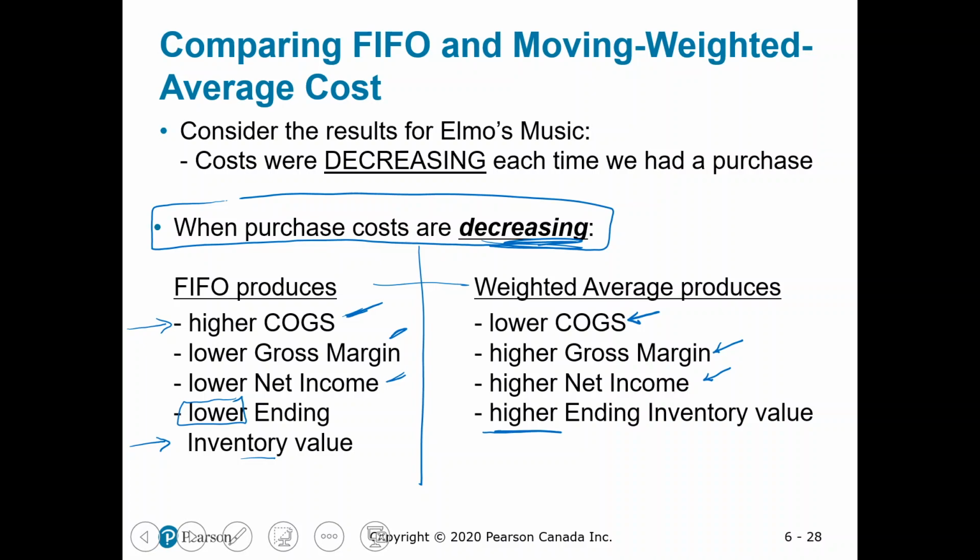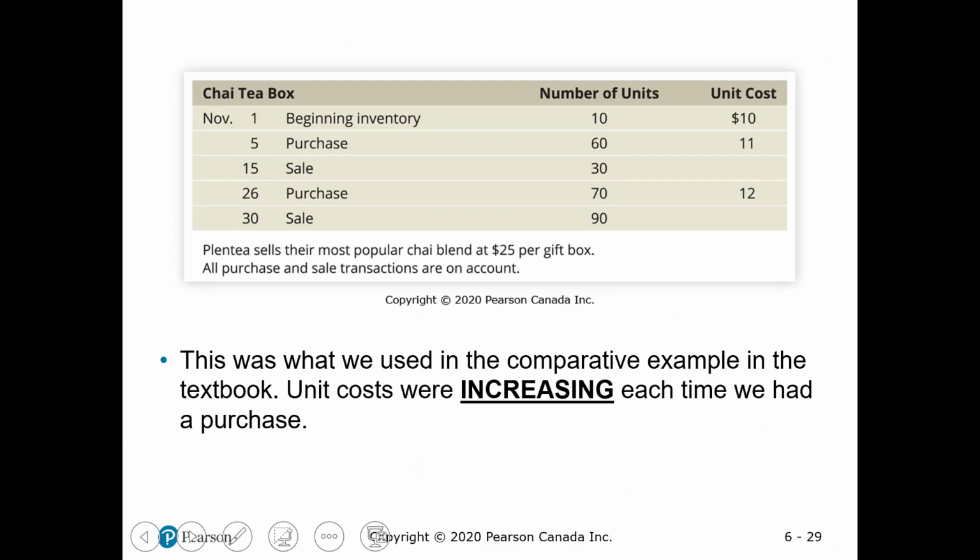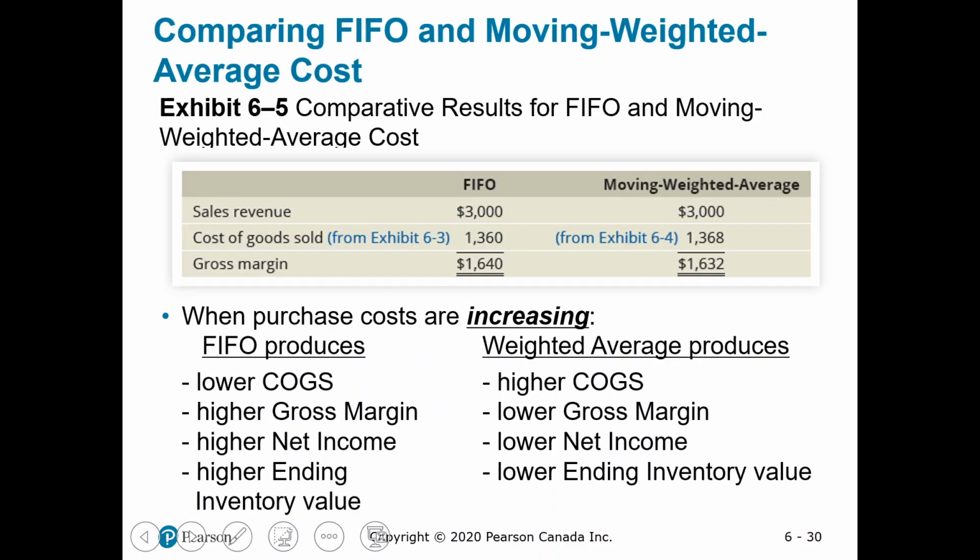Okay, so that's when costs are decreasing. In this example that the textbook went through, we can see here that unit costs are now going up instead. So every time we have a new purchase, the unit cost was increasing. And the textbook shows us this information related to that example. So we know the revenue is the same under both, but here under FIFO, we now have a lower cost of goods sold than we do under the weighted average.